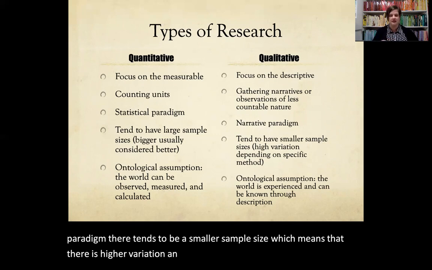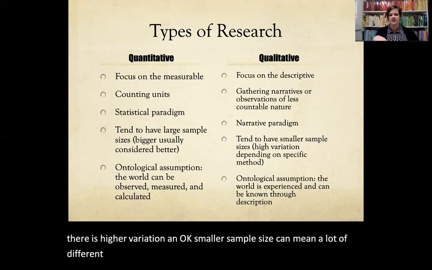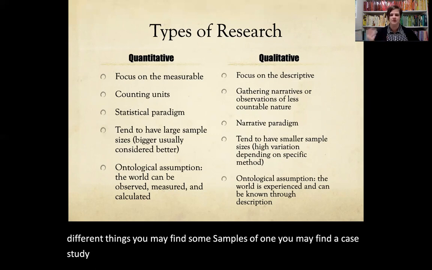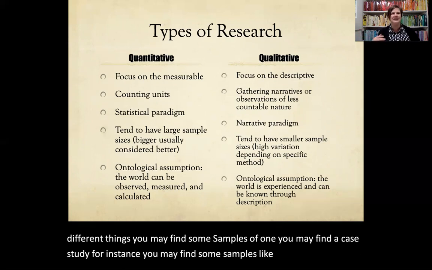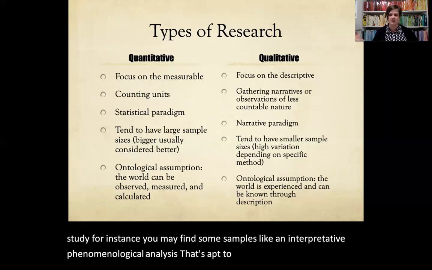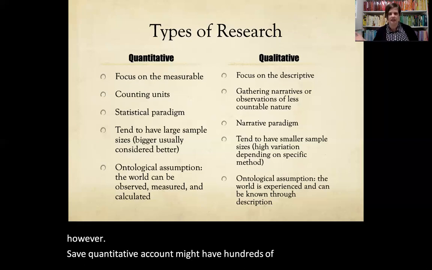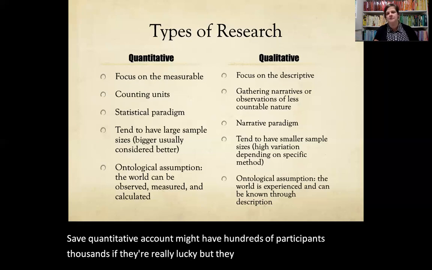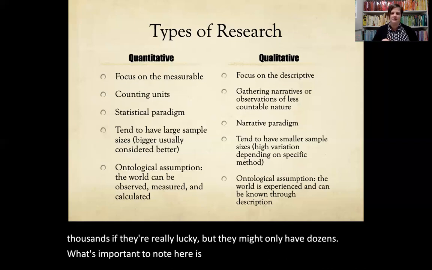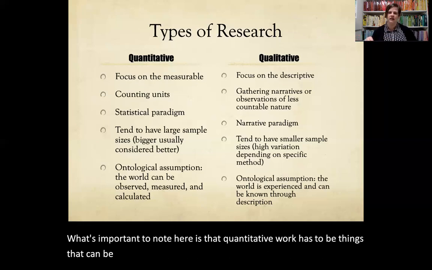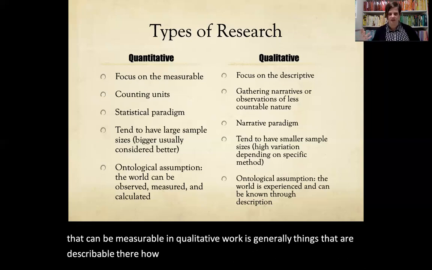Smaller sample size can mean a lot of different things. You may find some samples of one, such as a case study. You may find some samples, like an interpretative phenomenological analysis, that's apt to have, say, 6 to 12 participants. A quantitative account might have hundreds of participants, thousands if they're really lucky, but they might only have dozens. What's important to note here is that quantitative work has to be things that can be measured, and qualitative work is generally things that are describable. They're how people make meaning out of their lives.